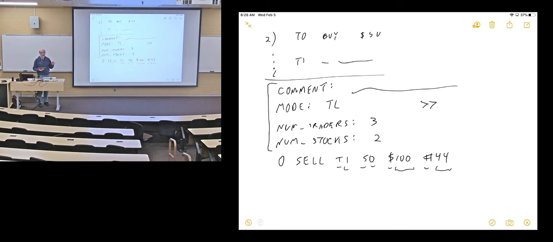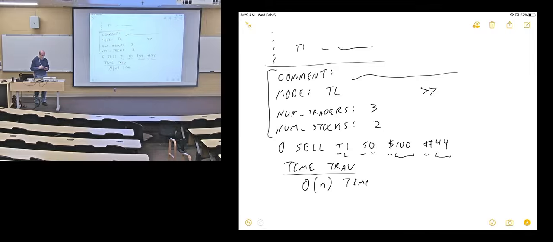Also, the time traveler is of a category of algorithms called streaming. Streaming algorithms have a few restrictions. You can only look at each input once. I can look at an order once. I can't look at it again. I can't record all of the trades. So the time traveler must be O of n time, where n is the number of orders, and it's got to be O of 1 memory. Whoops, O of 1 memory, this is per stock.